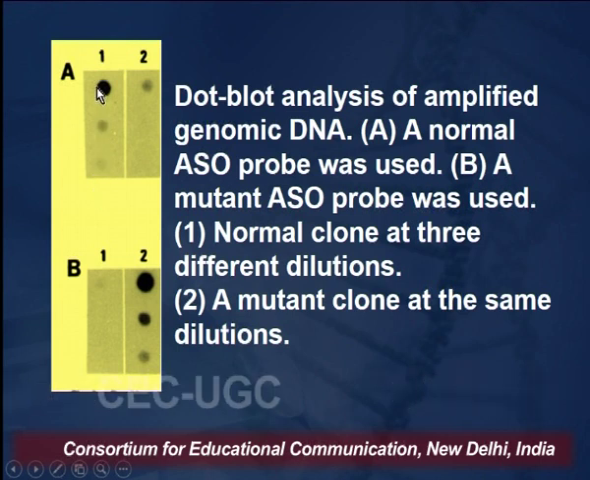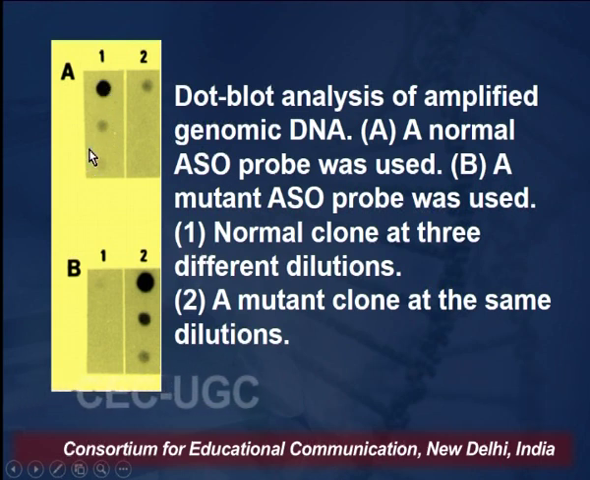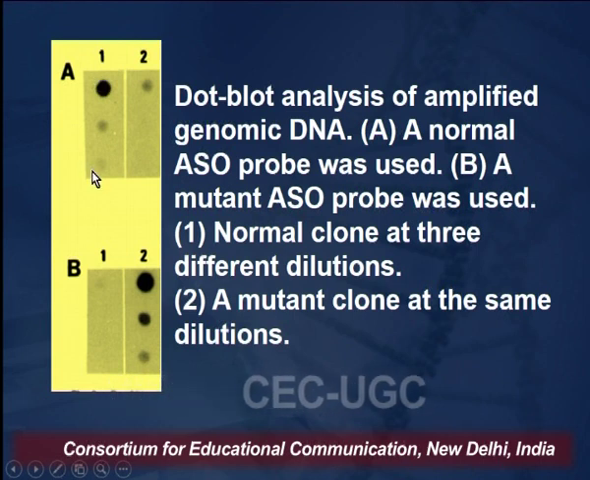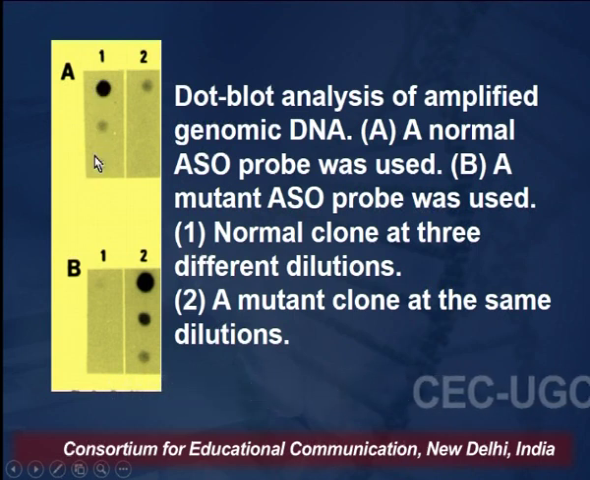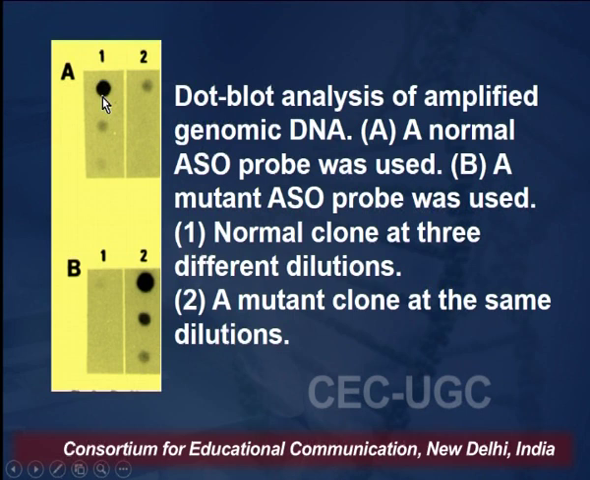Different dilutions means that the amount of DNA, the PCR amplicon loaded in these 3 dots, is in increasing concentration from lower to upper. So, this is a lesser amount of amplicon, this is more, and this is the largest volume of amplicon that has been loaded. The same in this case, and again in the same way here.